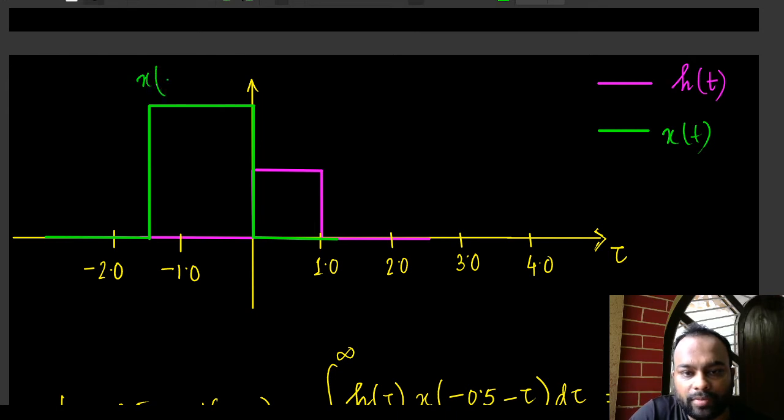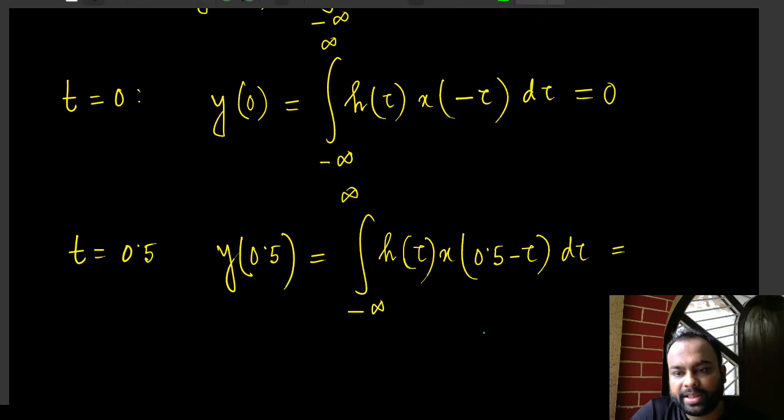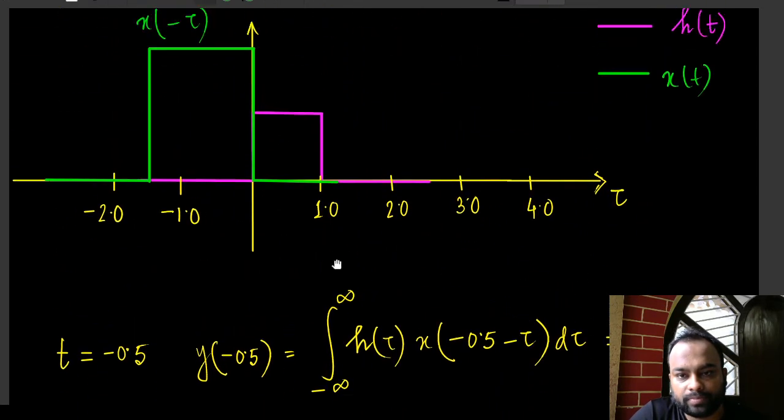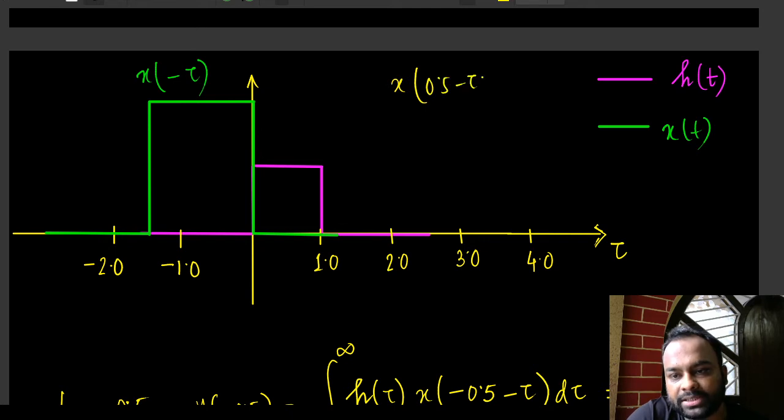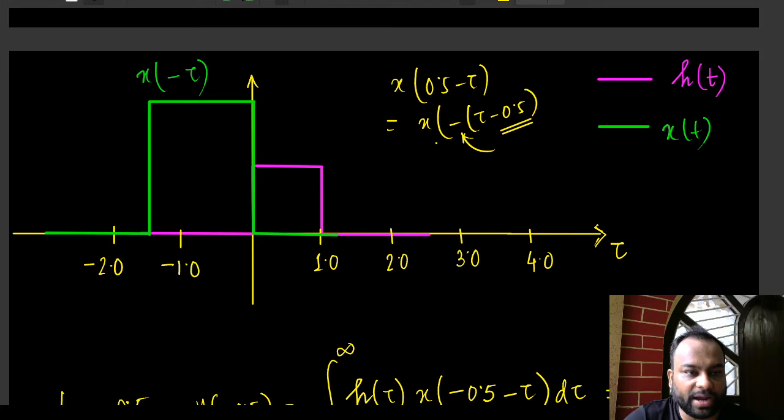This is x of minus 0.5. So this was x of minus tau. The question is, what do I need to do to this signal in order to get x of 0.5 minus tau? Again, I want to have x of 0.5 minus tau. So that's x of minus tau minus 0.5. That's a vertical flip, and that represents a right shift by 0.5 seconds, right?